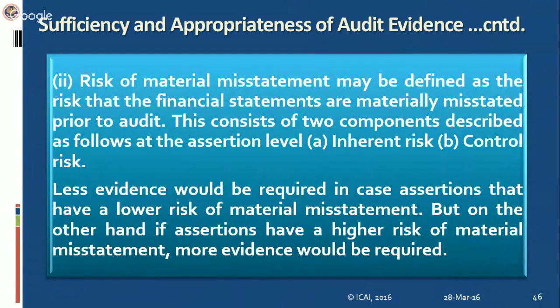Risk of material misstatement, as I explained to you earlier, is the risk that the financial statements are materially misstated prior to the audit. These are the keywords: prior to the audit. So, risk of material misstatement may be defined as the risk that the financial statements are materially misstated prior to the audit. This consists of 2 components: inherent risk and control risk.